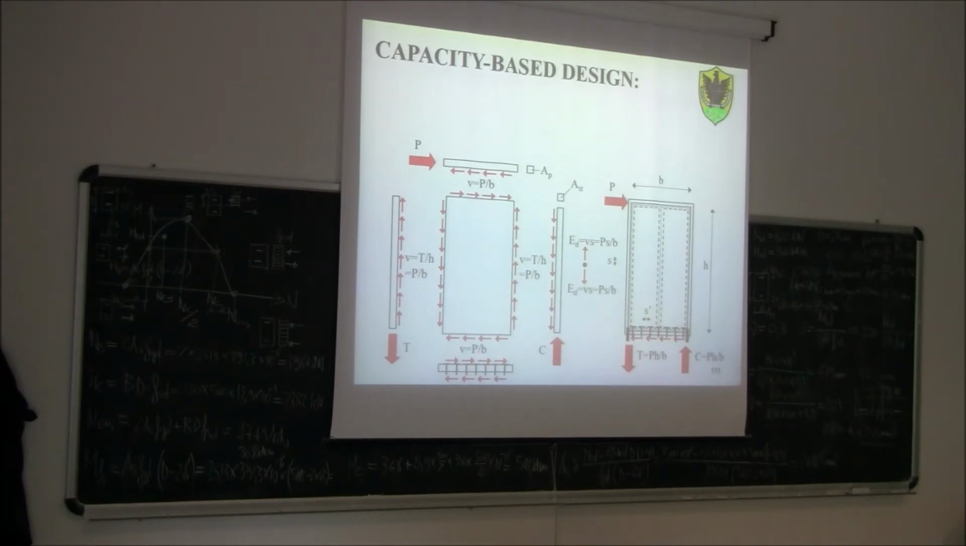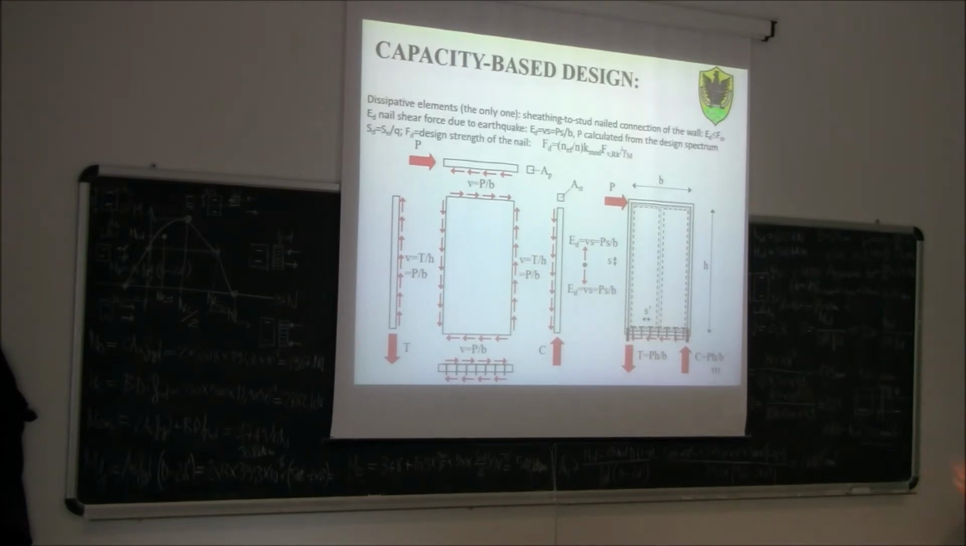Here we need to do exactly the same, but in this case the dissipative member is the nail. So first we design the nail, then we calculate the actual shear strength of the nail, we multiply it by the overstrength factor, and then by equilibrium we design all the other members, not for the seismic force P, but for the force which is in equilibrium with the actual shear strength multiplied by the overstrength factor. So this is the procedure we have to follow.